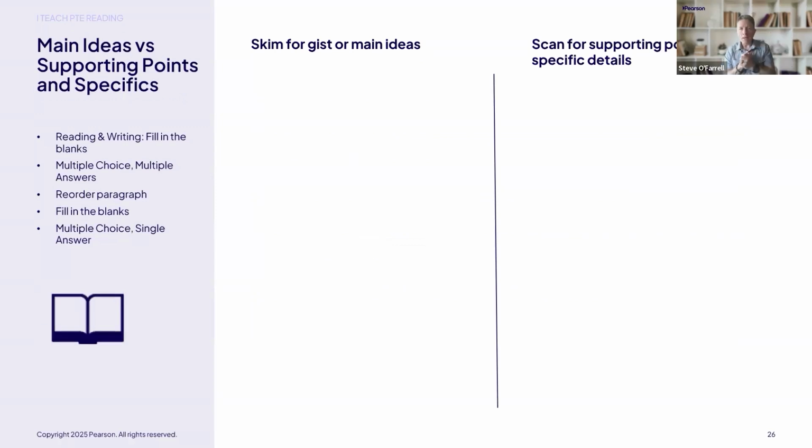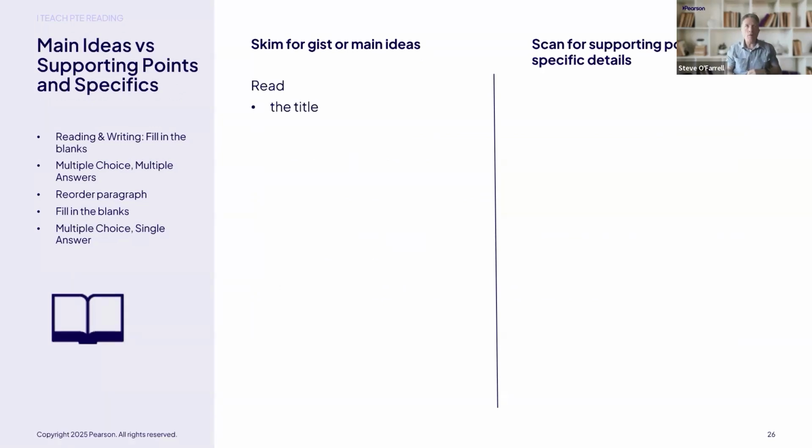So our third big one, main ideas versus supporting points. Again, it's in all 5 of the reading questions. So here we're going to do 2 things. We can either skim for just the main ideas, or we can scan for supporting points and specific details. So let's have a look at that.